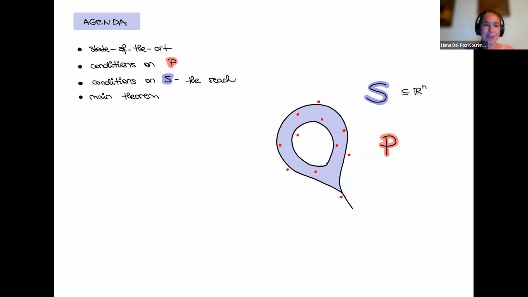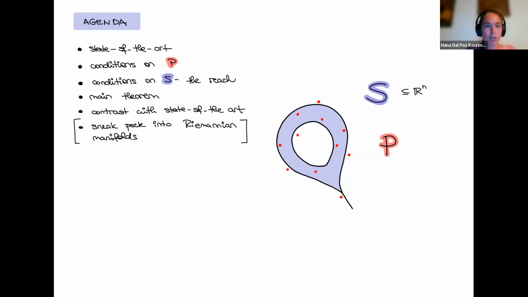Okay. Then that will be already towards the end of the talk. I will state the main theorem of the paper I'm talking about and contrast it with the state of the art. And if time allows, I will tell you a little bit about methods that we used to tackle the same question in the Riemannian setting. So essentially throughout the whole talk, I will be talking about subsets of the Euclidean space, but we also have the same theory for subsets of Riemannian manifolds, but I think it would be too much for the talk. So if I have a bit of time, I'll touch upon it, and if not, too bad, you'll have to read the paper.